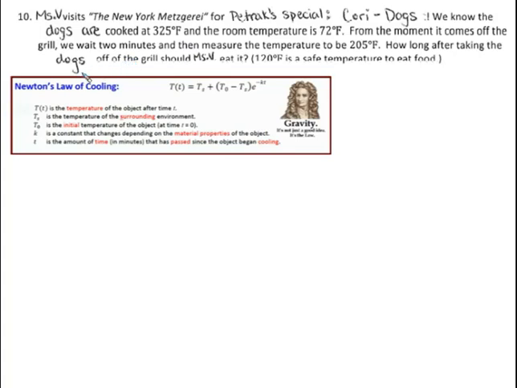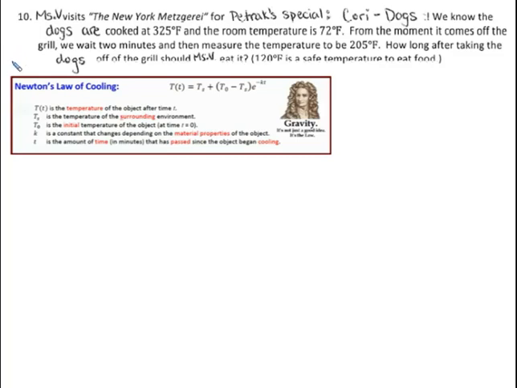So looking at number 10, we have myself visiting the New York Metzgerie for Miss Petrek's special Corey dogs. We know the dogs are cooked at 325 and the room temperature is 72 degrees. From the moment the Corey dog comes off the grill, we wait 2 minutes and then we decide to measure the temperature to be 205 degrees.